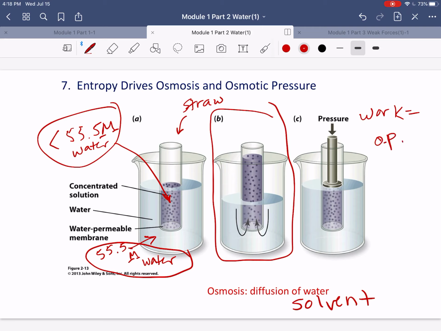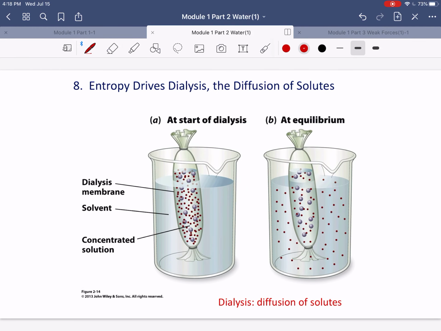Okay? So when the solvent is moving down its concentration gradient, as shown in this slide, we call that osmosis. And I highlight that because when we're talking about dialysis, it's actually the movement of solutes, okay? So the concept is the same. We're going to be moving something down its concentration gradient, but in this case, instead of having the solvent, water in our last example, we're talking about the movement of the solute, the thing that's dissolved in water.